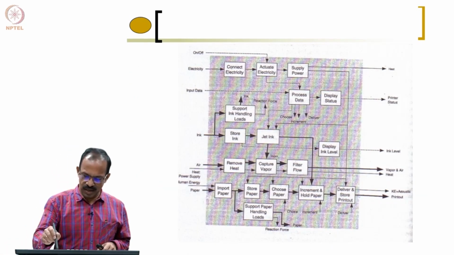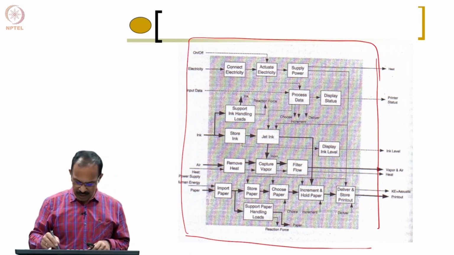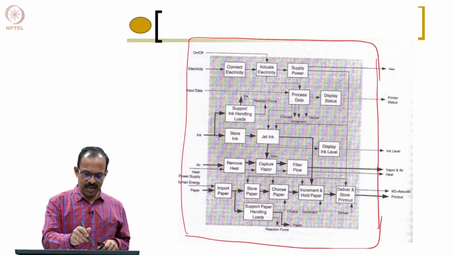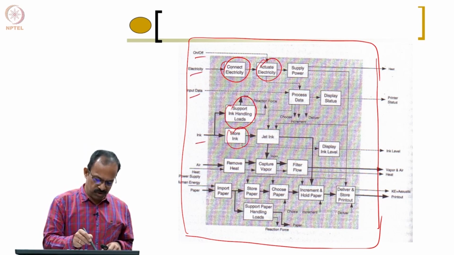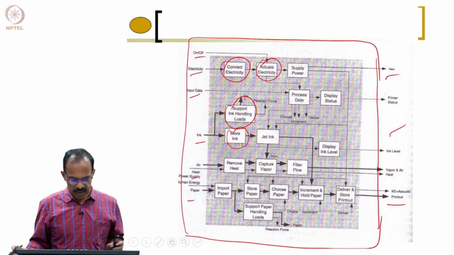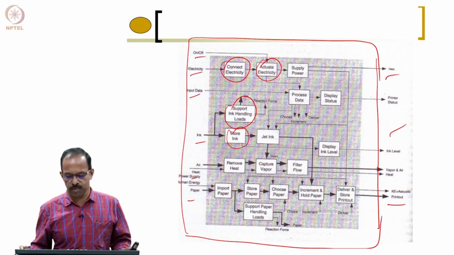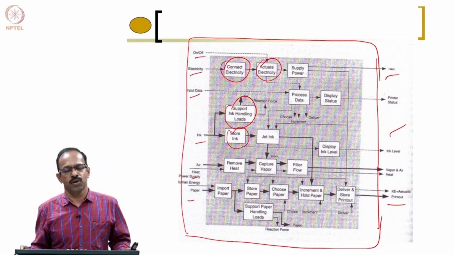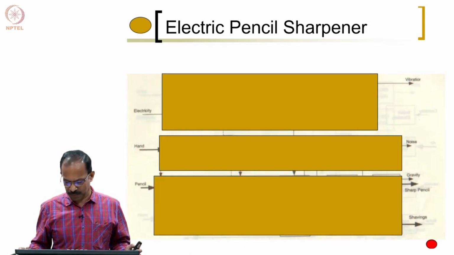So this shows the detailed diagram of the same inkjet printer, and you can see that the inkjet printer has many functions inside. All these functions can be easily identified by looking at the inputs going into the product and the outputs coming out of the product. And this method of looking at the flow and then trying to understand the functions inside the product is the function structure method of flow function decomposition, or sometimes known as the flow method of functional decomposition.